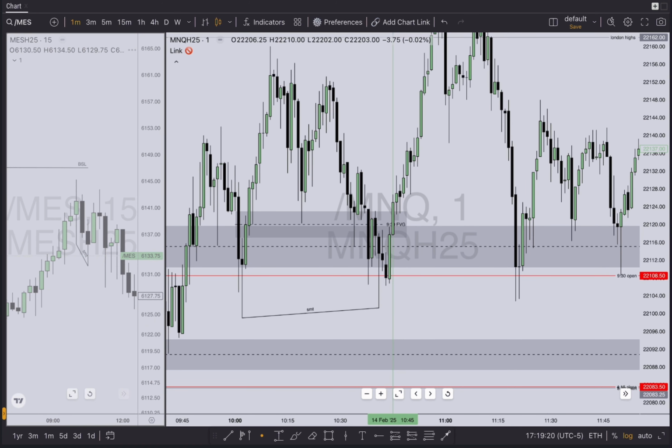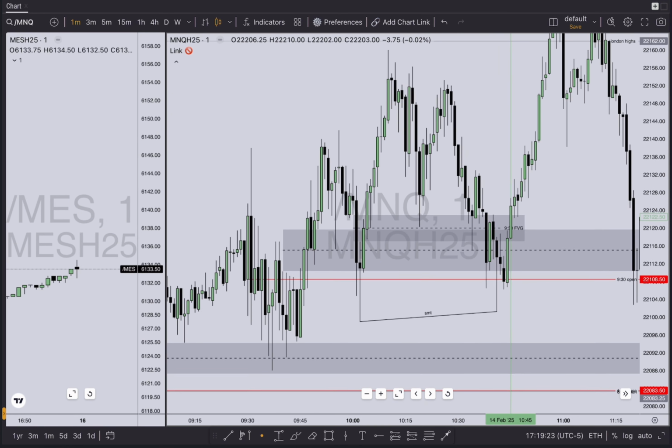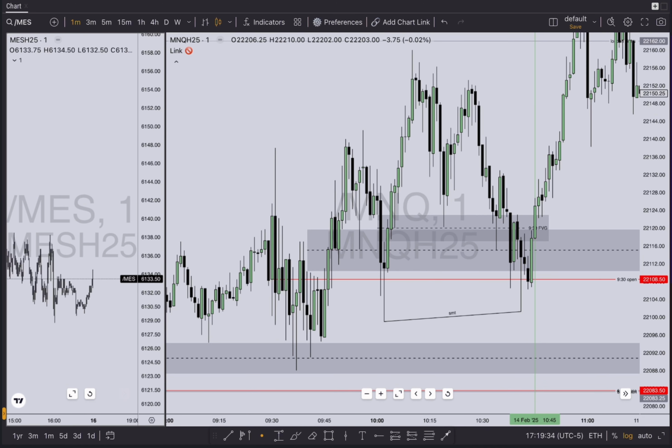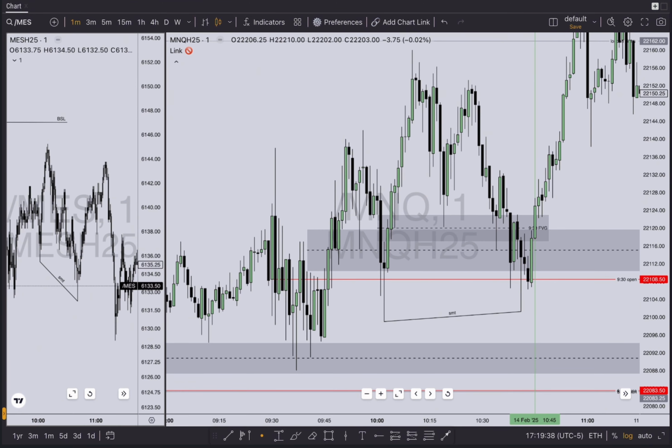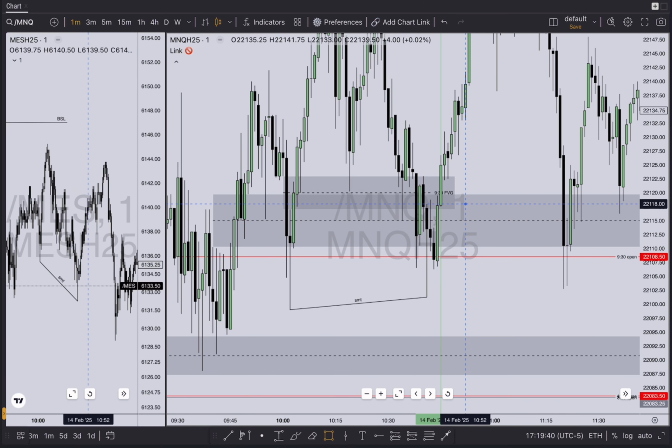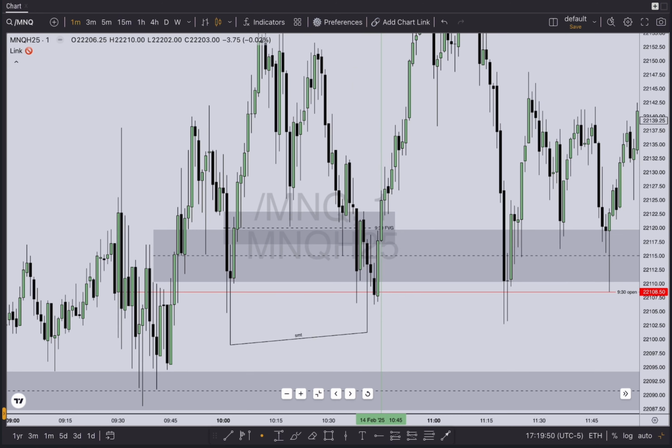Let me go on to the 1 minute on the ES to show it. So SMT with ES right here, right? We can see, look at the cursor, look at the time. See that, 10:41, 10:02. We can see ES made a lower low, whereas NQ made a higher low. So that's an extra confluence to enter longs.